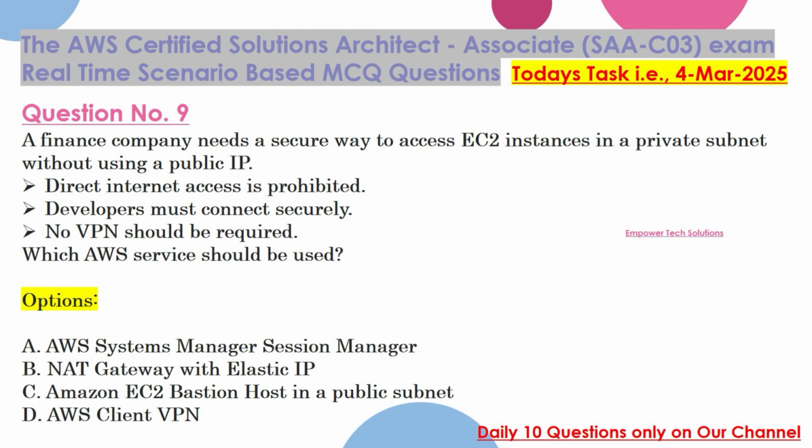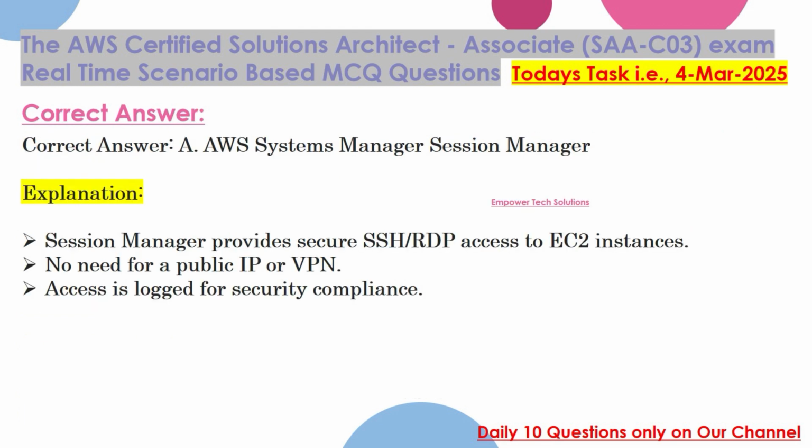Options: A. AWS Systems Manager Session Manager. B. NAT Gateway with Elastic IP. C. Amazon EC2 Bastion host in a public subnet. D. AWS Client VPN. Correct answer, A. AWS Systems Manager Session Manager.